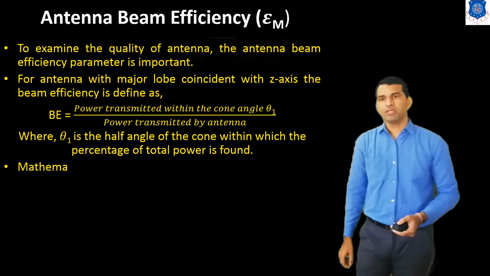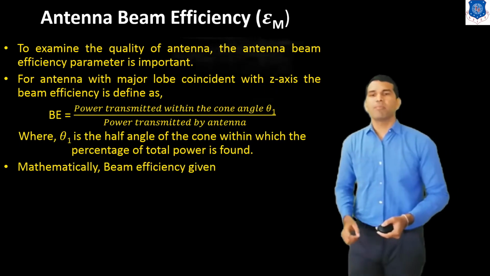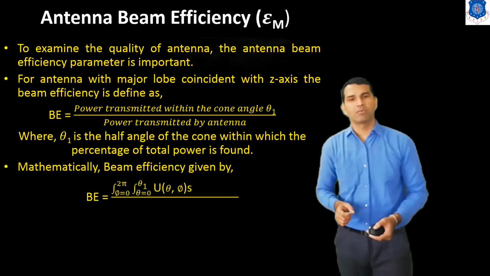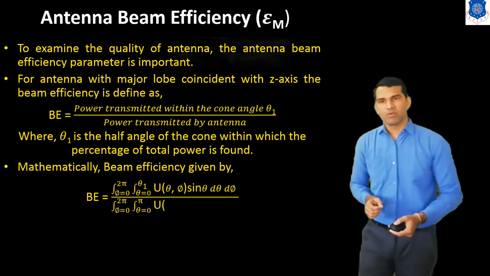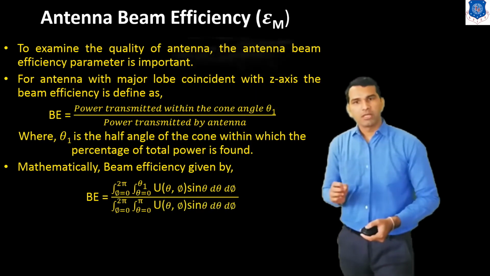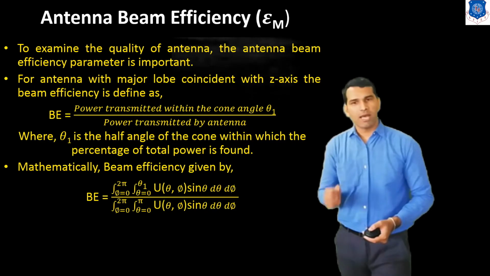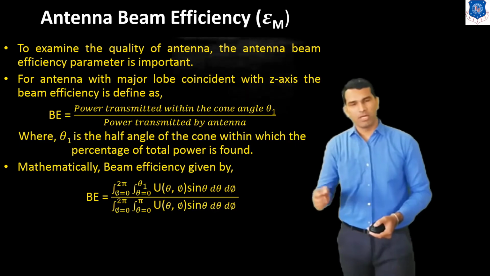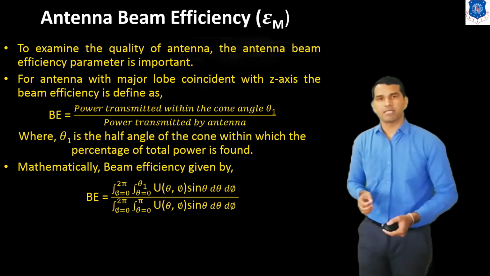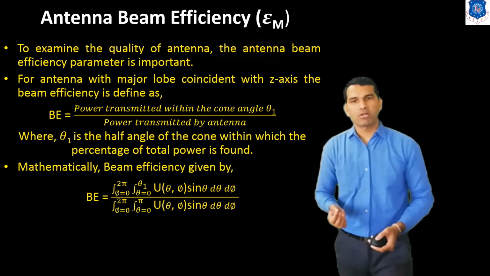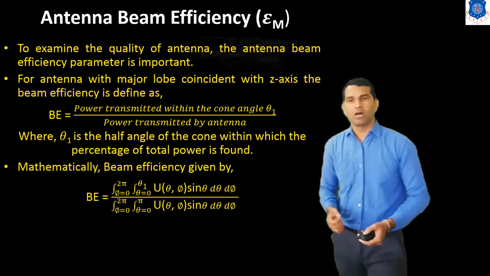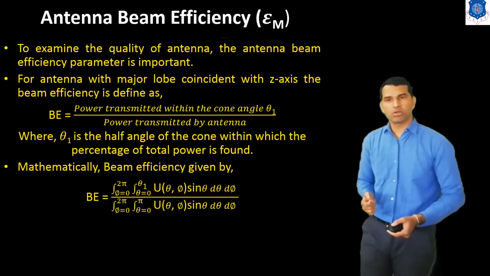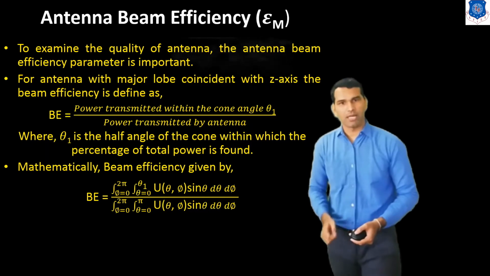Mathematically, the beam efficiency is given by BE is equal to the integration phi equals 0 to 2 pi, theta equals 0 to theta 1, U theta phi sin theta d theta d phi. Here U indicates the intensity, and upon this is the power transmitted by the antenna, which is the integration phi equals 0 to 2 pi, theta equals 0 to pi, U theta phi sin theta d theta d phi.